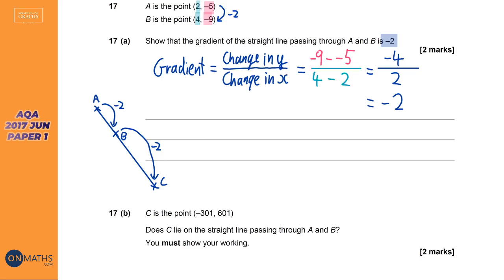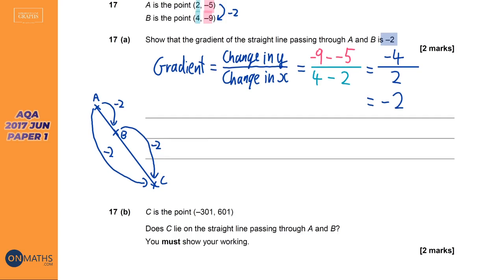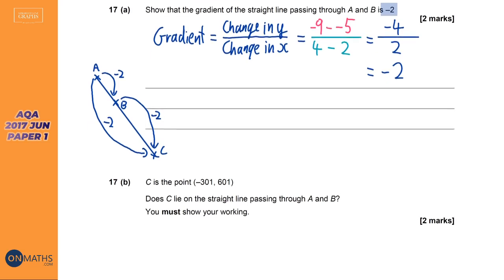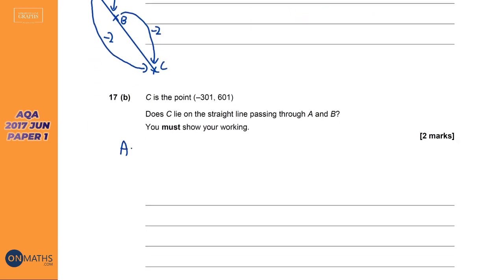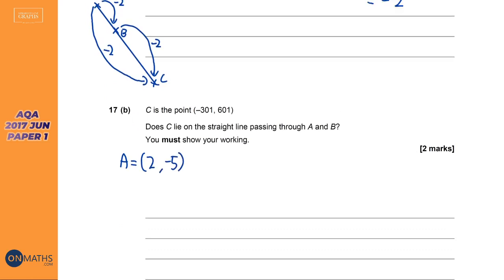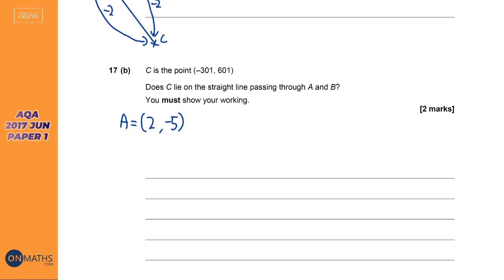B is bigger, so I'm going to pick A. It doesn't really matter, you could pick A or B. And if we find out the gradient between A and C is also minus 2, C must be on the line. And that is a very, very good proof. So we're going to copy the coordinates of A, which is 2, minus 5. And we've got the coordinates for C. So I write down the same equation as I used before.